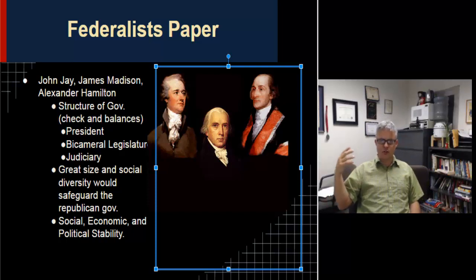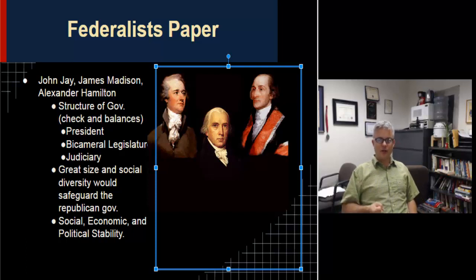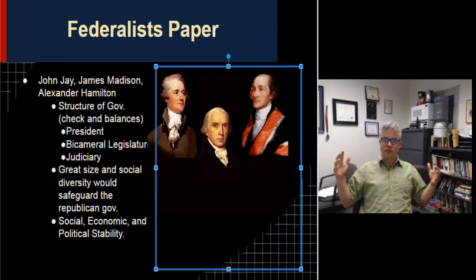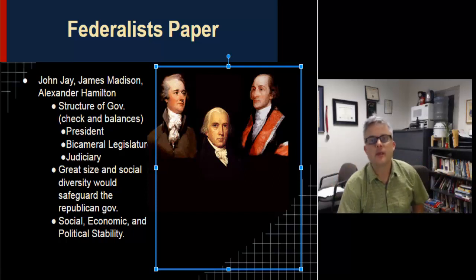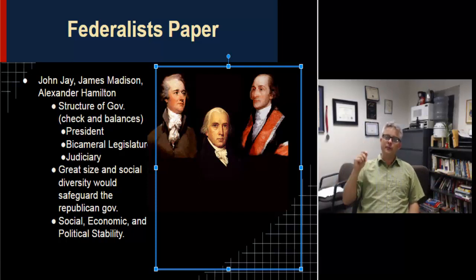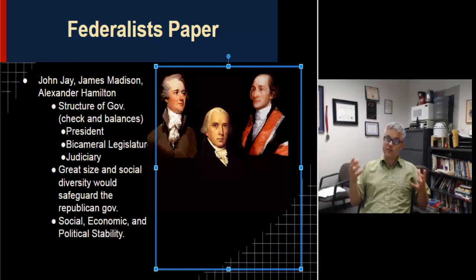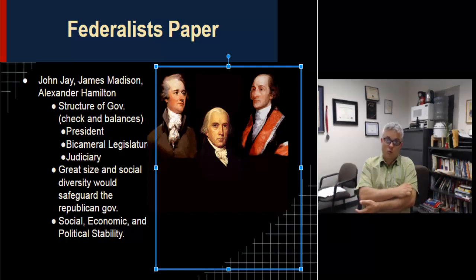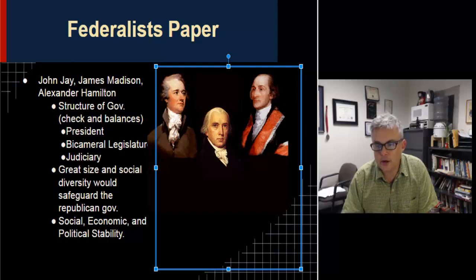So Madison suggested that the great size and social diversity of the United States would safeguard republican government rather than destroy it. He argued that the great number of interest groups would diffuse power and prevent tyranny. The Federalists also argued that the new government would provide economic, social, and political stability, something the government of the Articles of Confederation was grossly failing to provide.